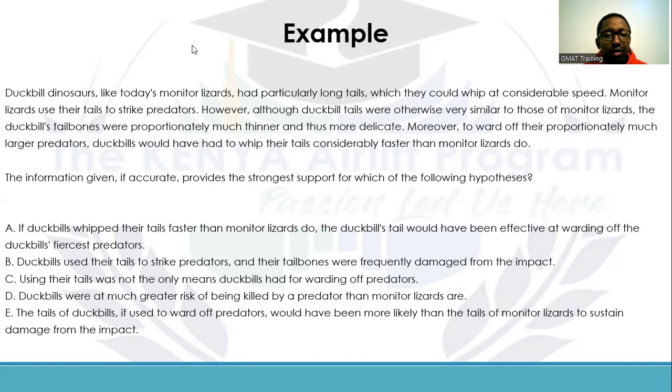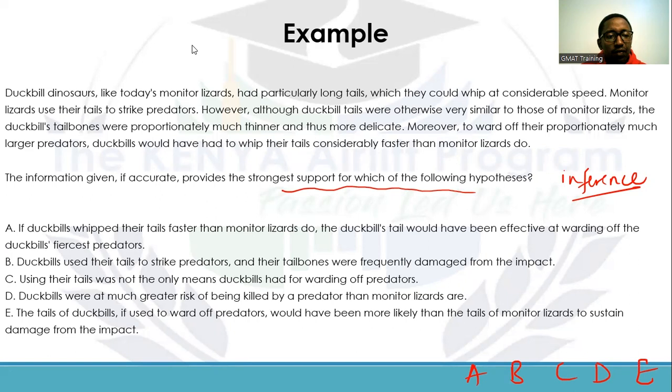Moreover, to ward off their proportionately much larger predators, duck-bills would have had to whip their tails considerably faster than monitor lizards do. So the information given, if accurate, provides the strongest support for each of the following hypotheses. So we know, of course, this is asking for an inference given the information in our stimulus.